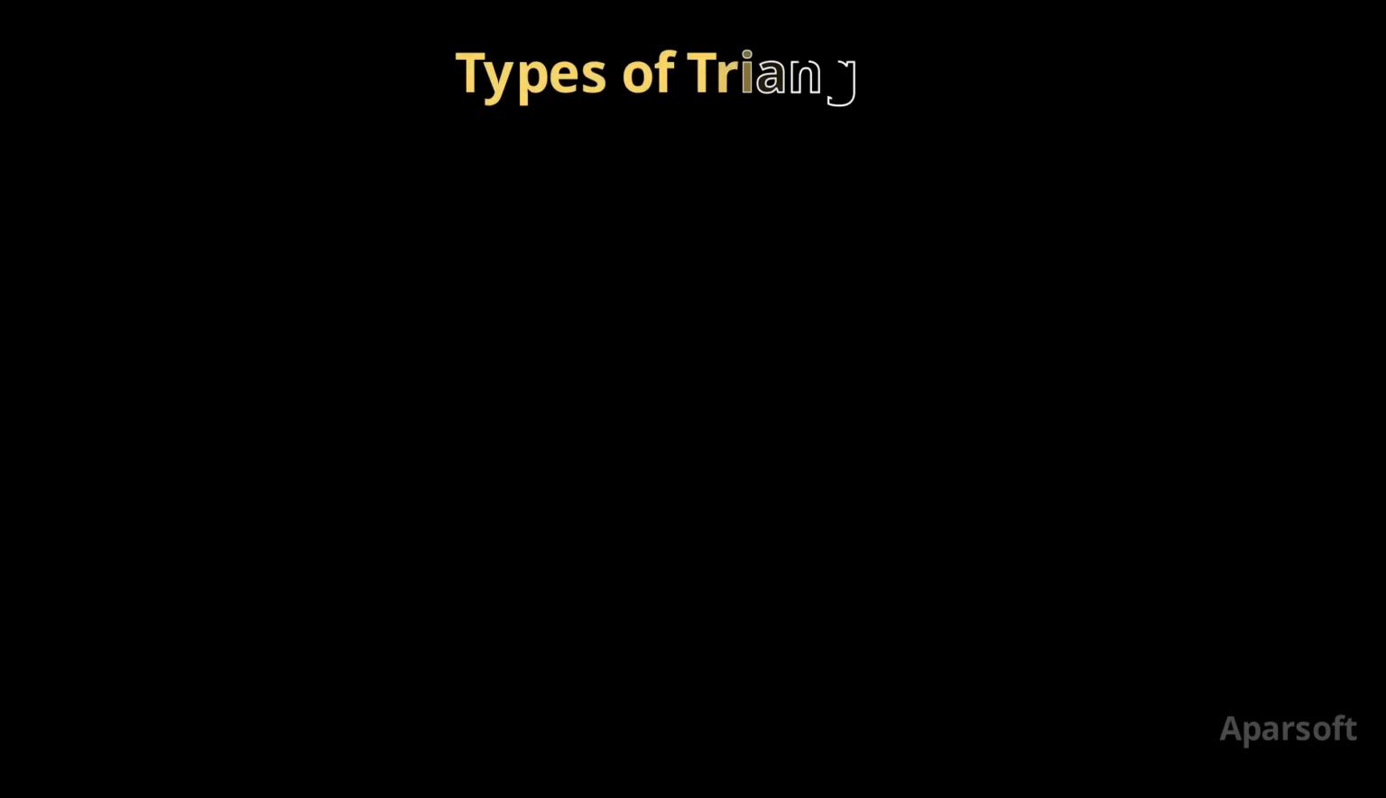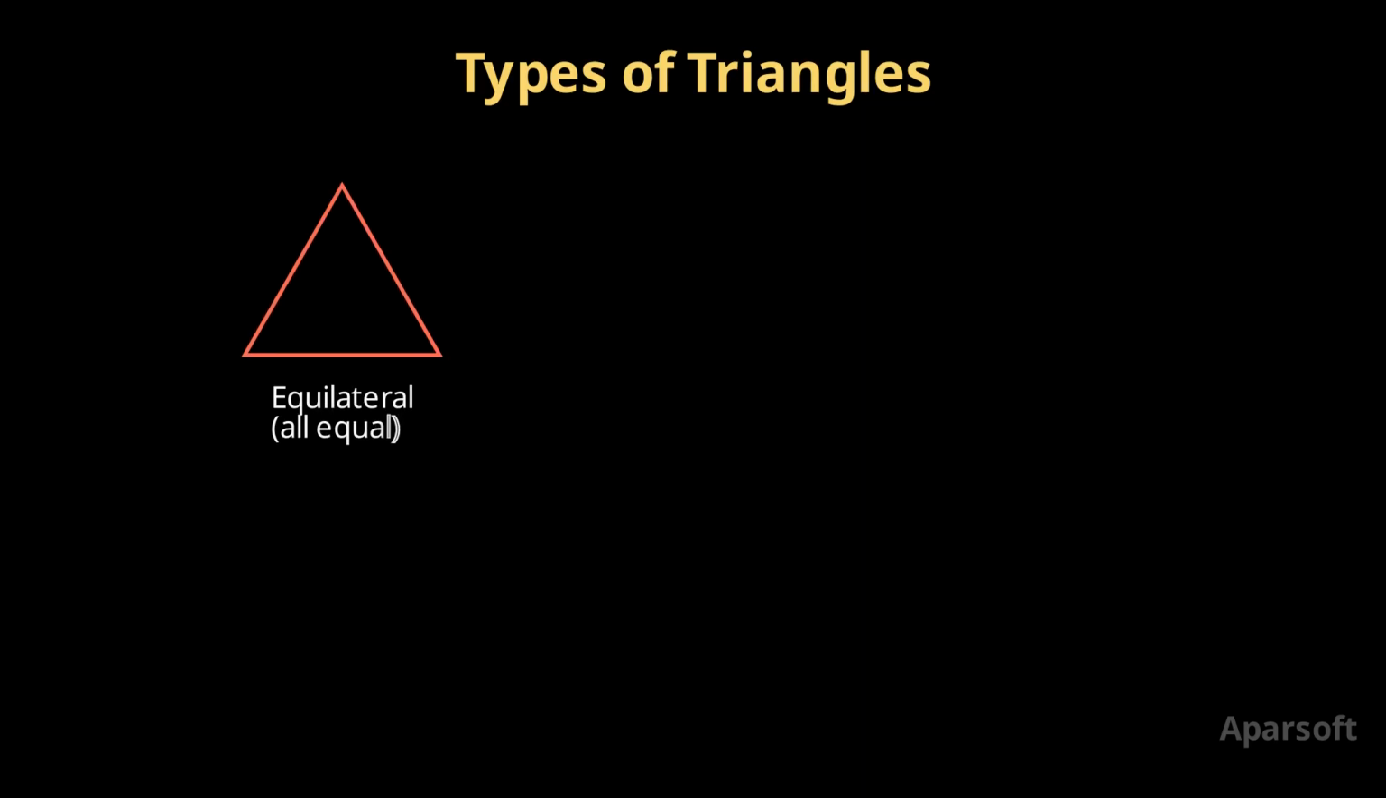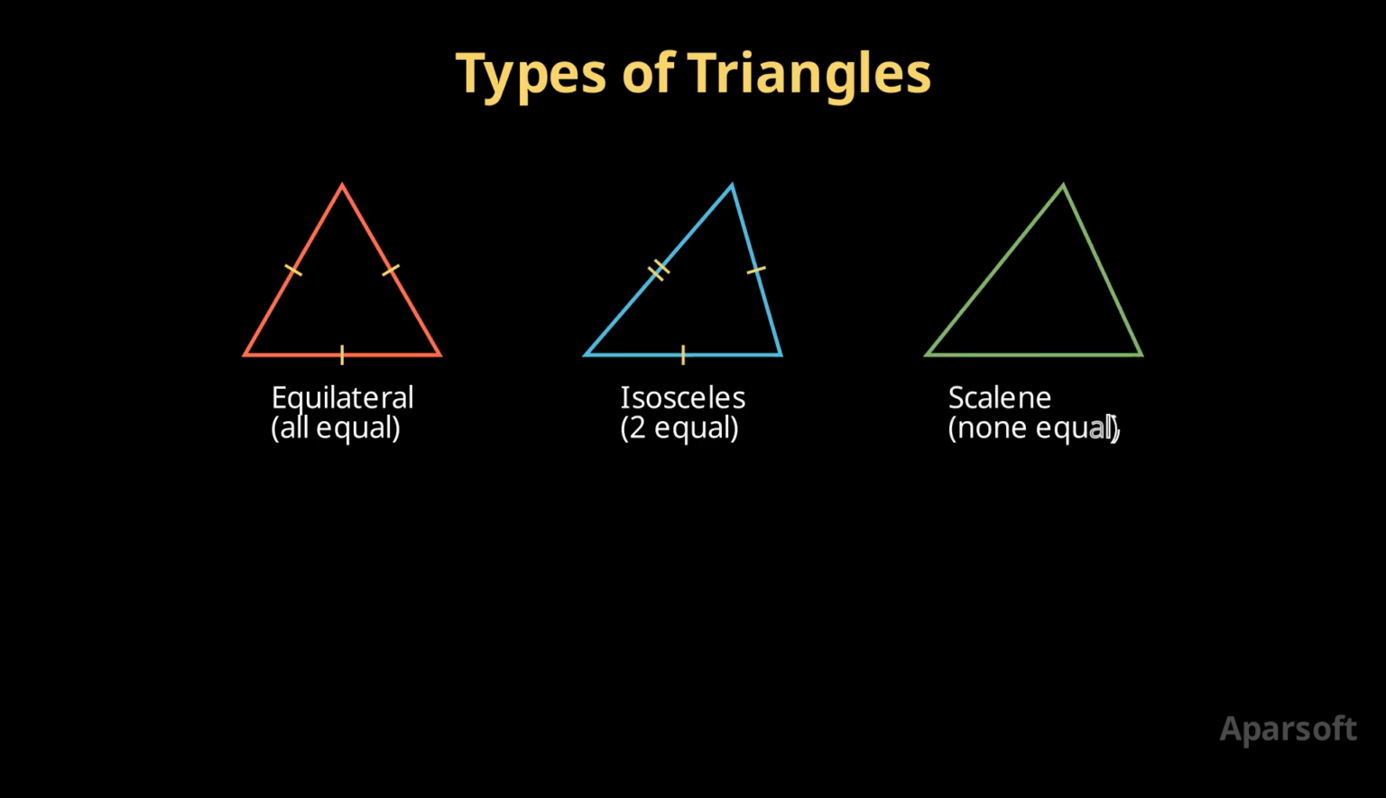Now let us look at the different types of triangles. Triangles come in different flavors. When all 3 sides are equal, it is an equilateral triangle. When exactly 2 sides are equal, it is an isosceles triangle. And when no sides are equal at all, it is a scalene triangle. Just count the matching tick marks to tell them apart.